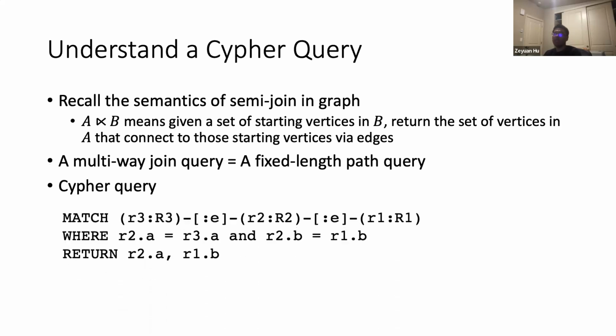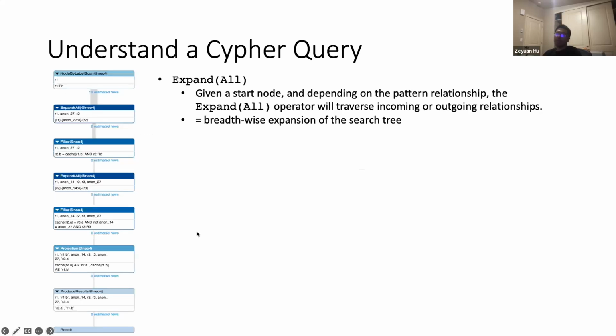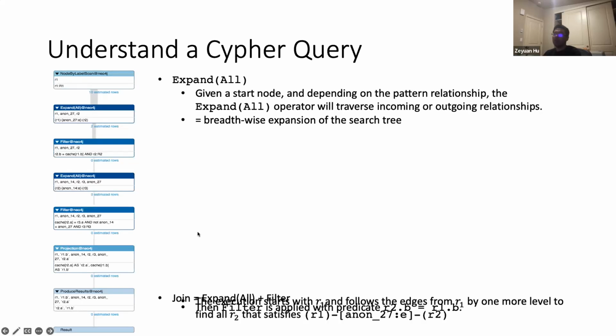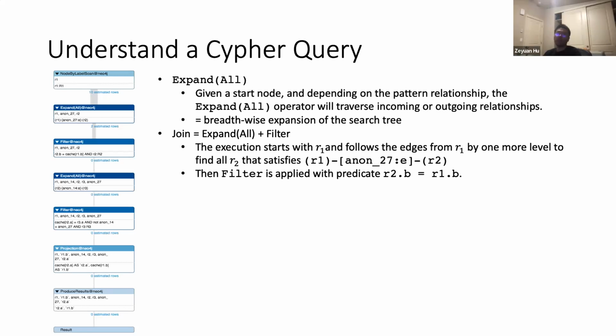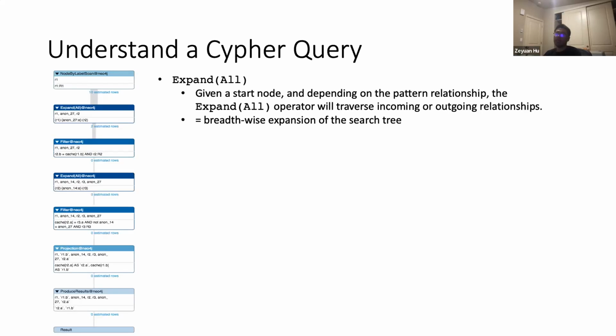So for instance, in a Cypher query, we can naively write something like this. We want to have R3, R2, R1, and then we specify conditions R2.a equal to R3.a and R2.b equal to R1.b. Once you run this query and try to understand how it gets implemented, you can see here's the plan for the Cypher query.